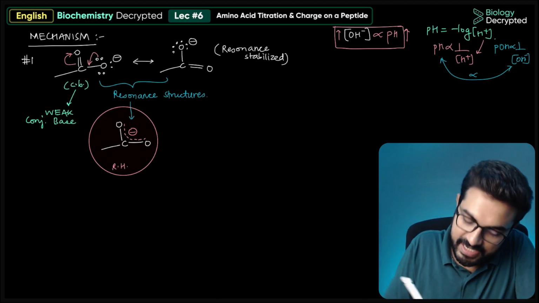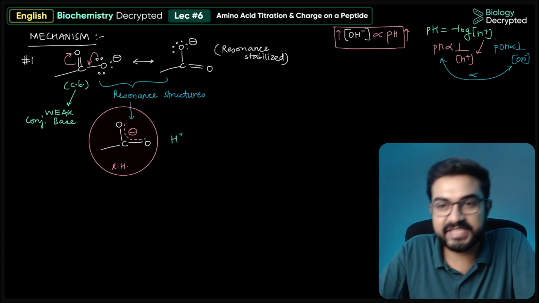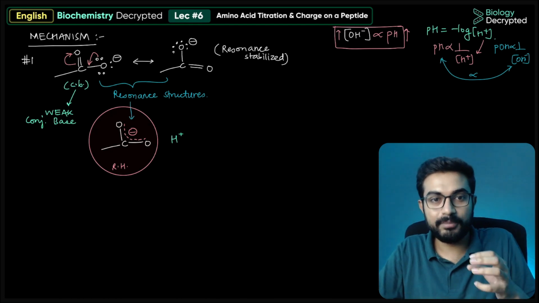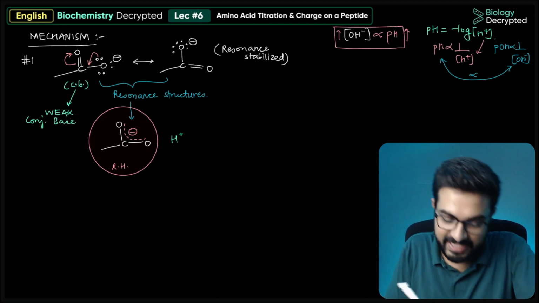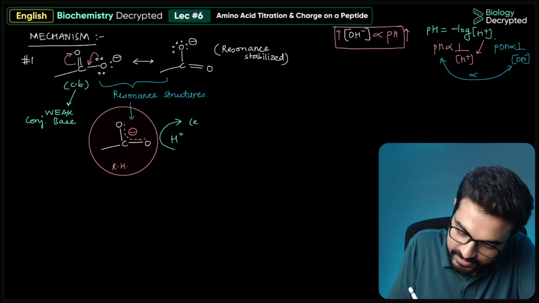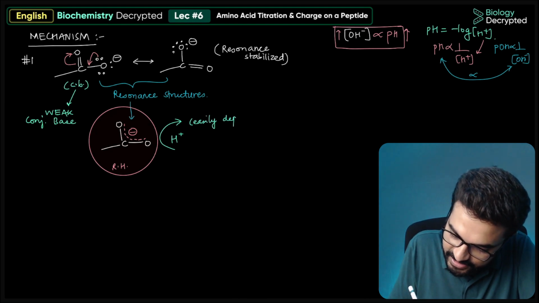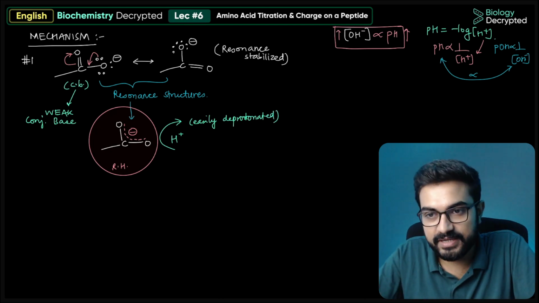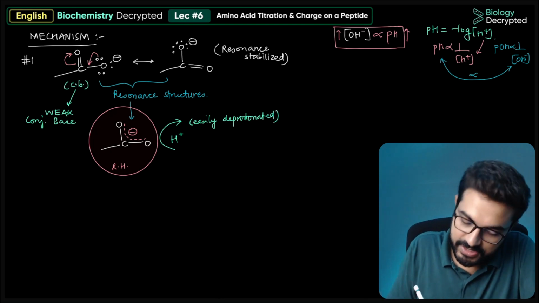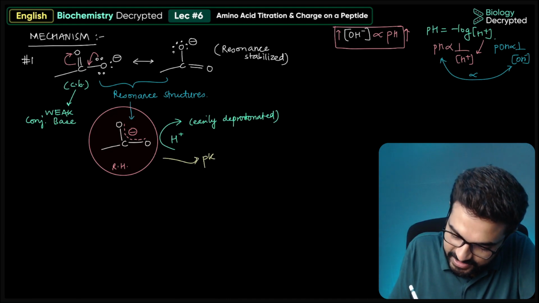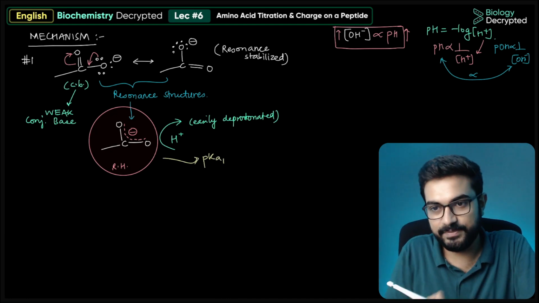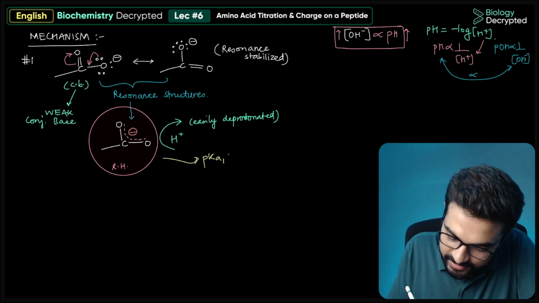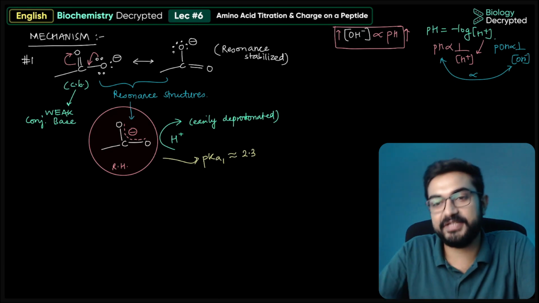Now, the oxygen won't be binding to the hydrogen in a very strong manner. It will be losing it very easily. This will be easily deprotonated, which is very important to understand. On average, the pKa1, that is the pKa for this particular group, is around 2.3.